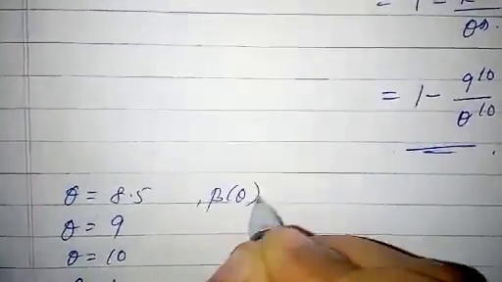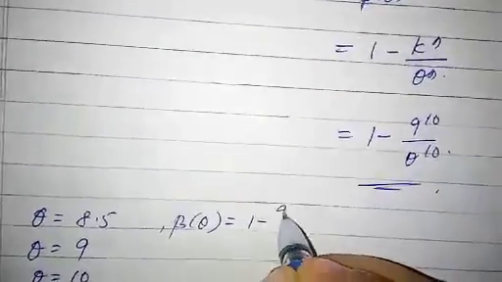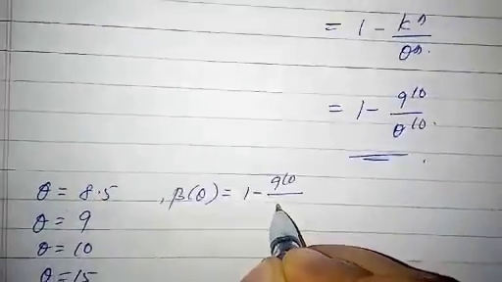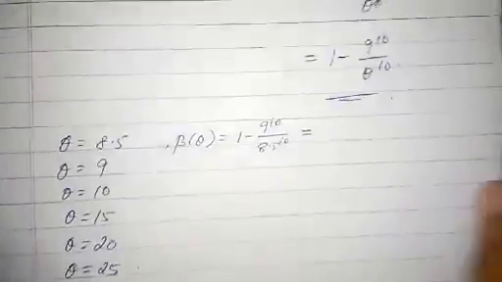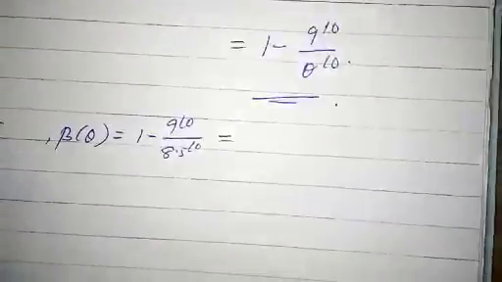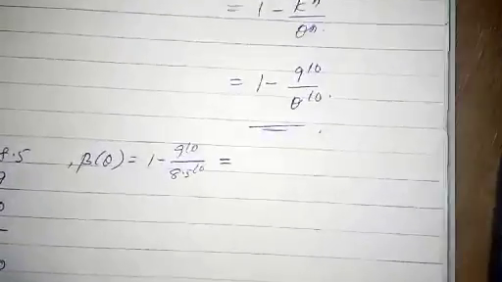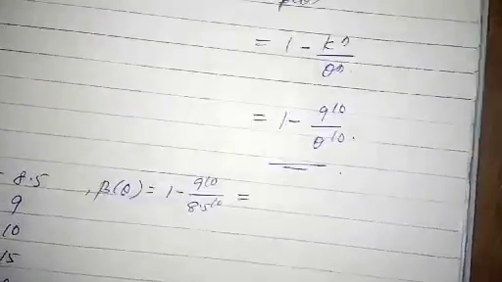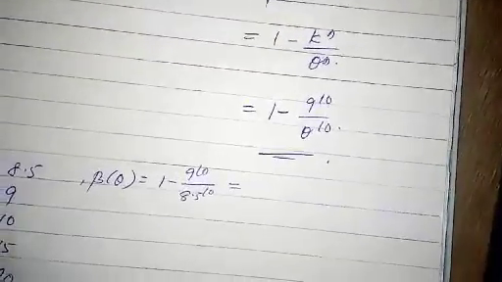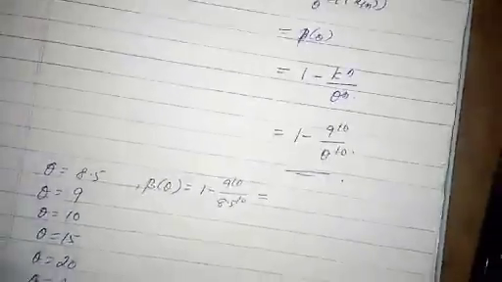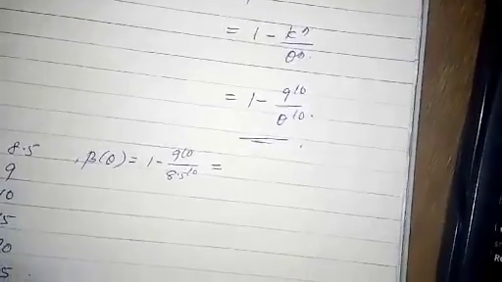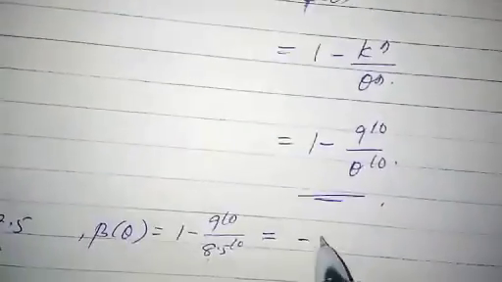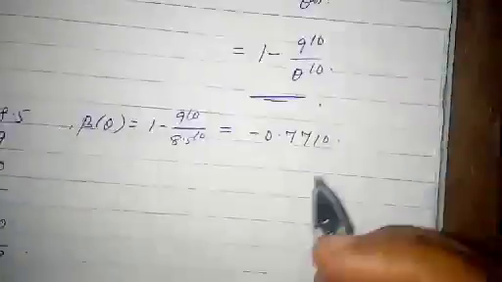That is, beta of theta equals 1 minus 9 to the power 10 divided by 8.5 to the power 10, which is equal to, what's the value for that? Sorry, 1 minus 9 divided by 8.5, right, whole power 10. Then the value is minus 0.7710. Is it possible or not?